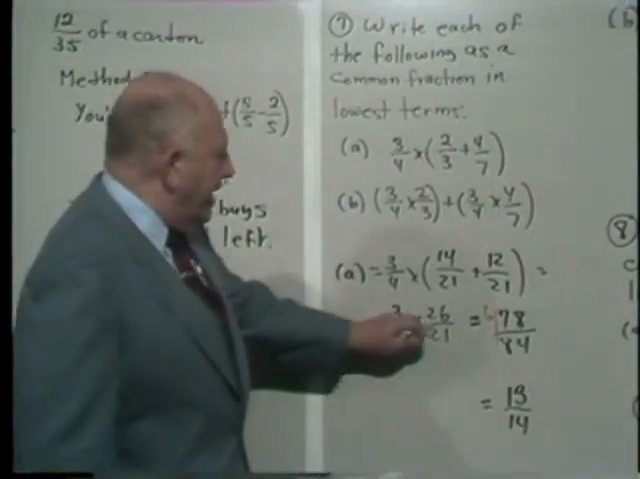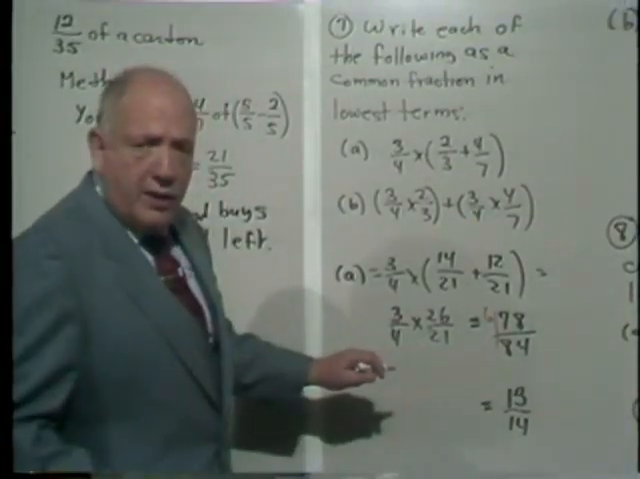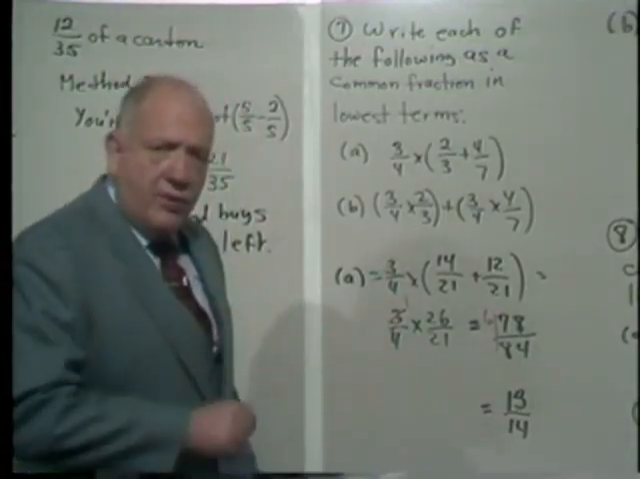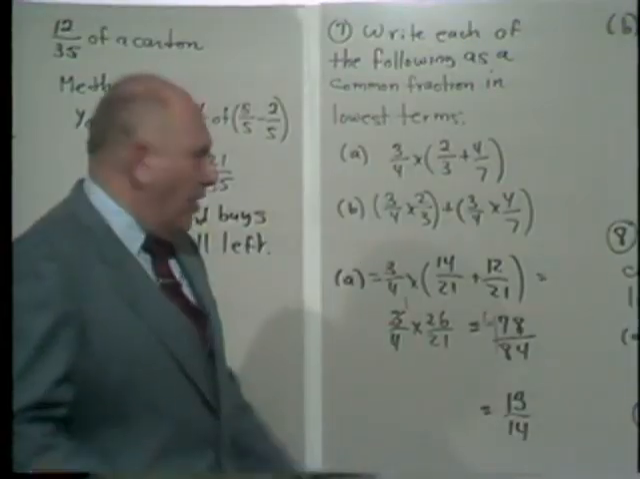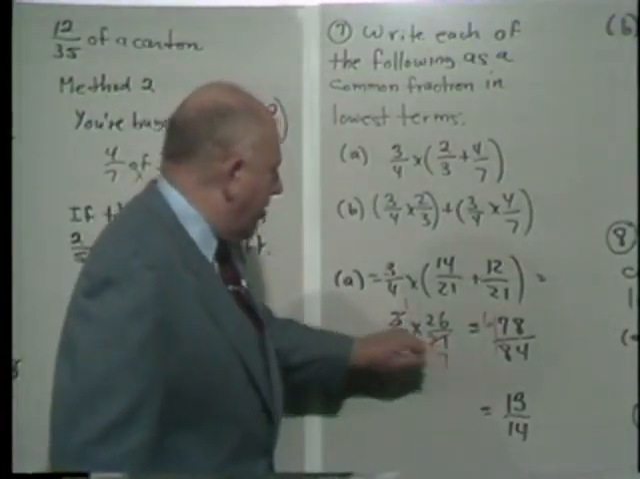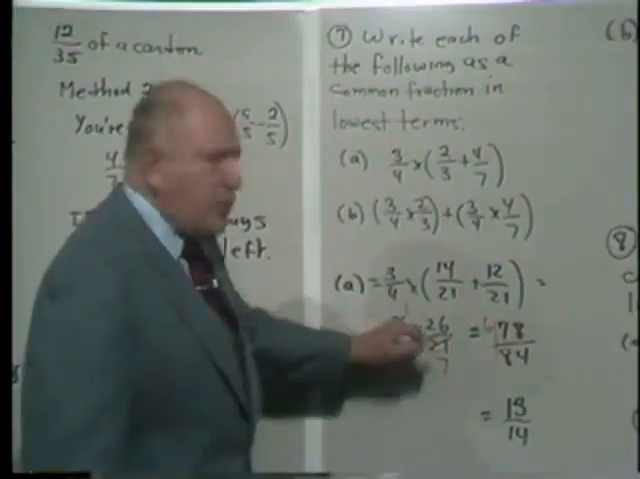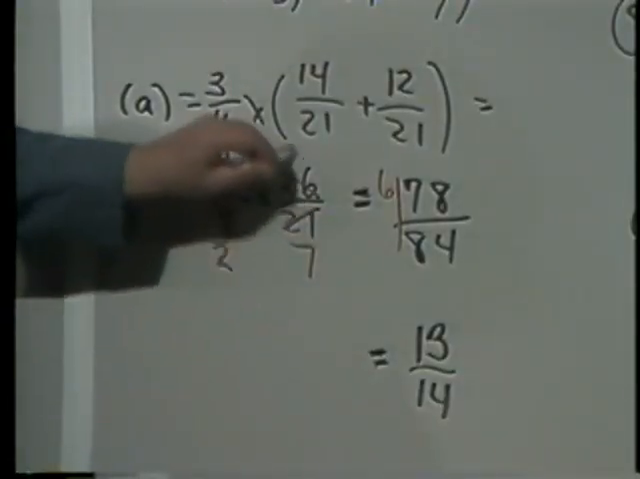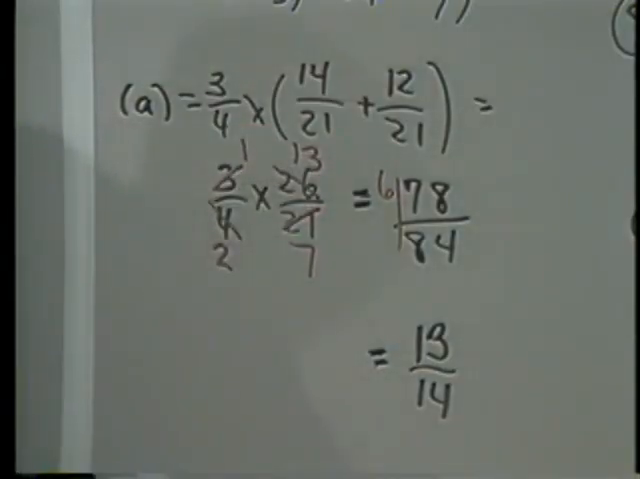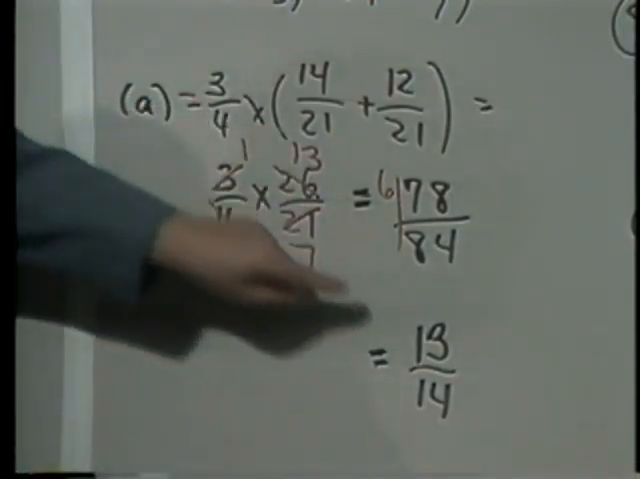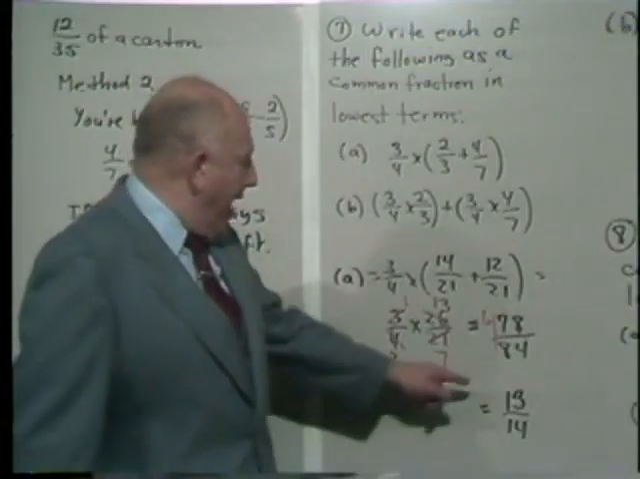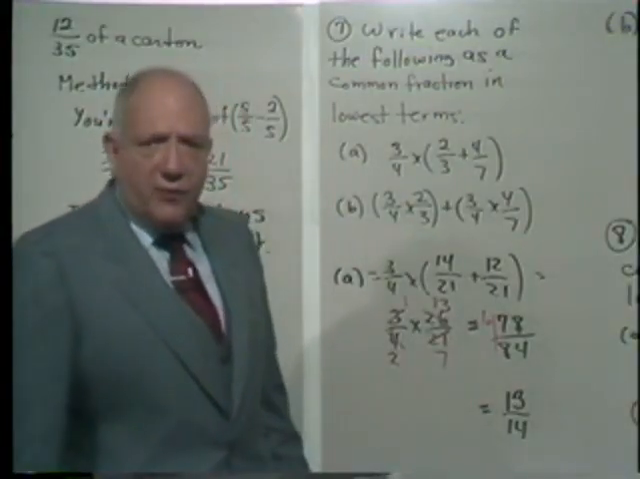A quicker way of getting this would have been to do what we learned earlier, namely any common factor from any numerator with any denominator in a multiplication problem can be canceled. So the 3 goes into 21 7 times, 2 goes into 4 twice, 2 goes into 26 13 times, 1 times 13 is 13, 2 times 7 is 14. So the answer to part A is 13 over 14.